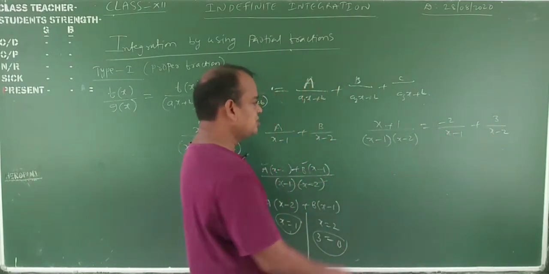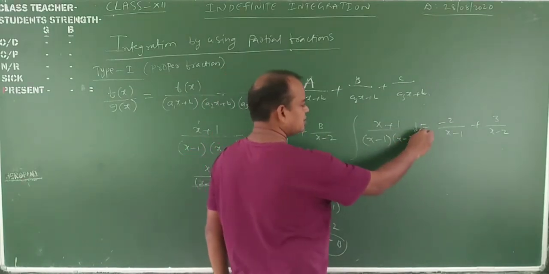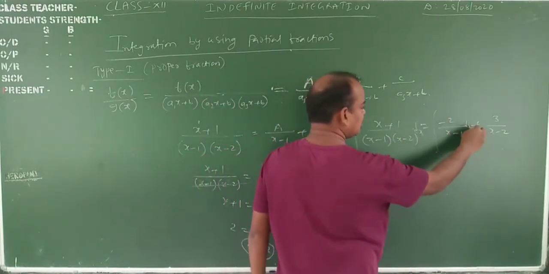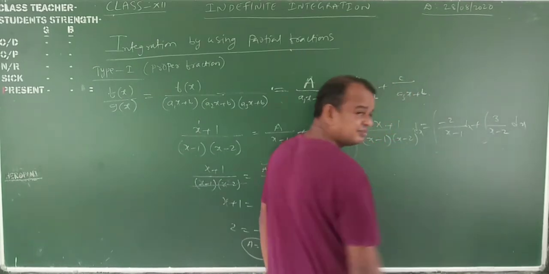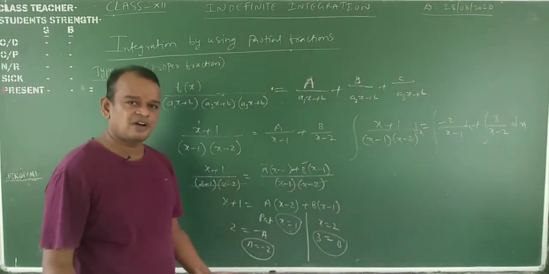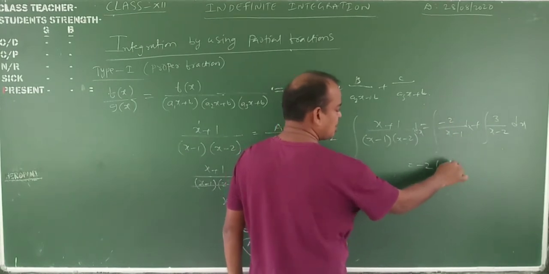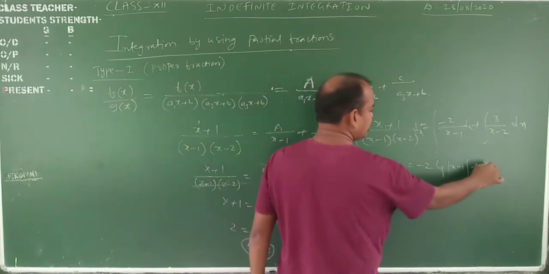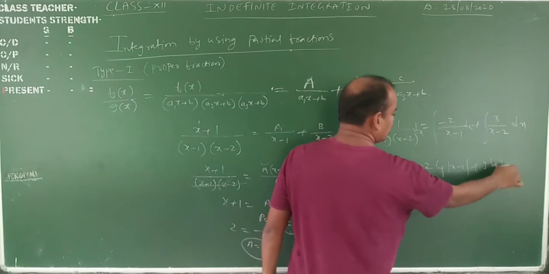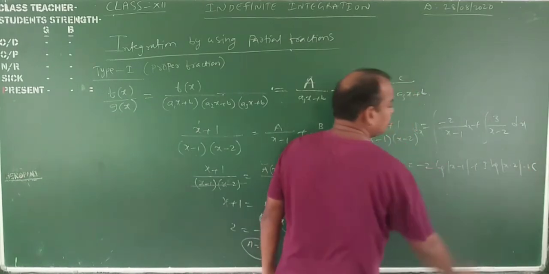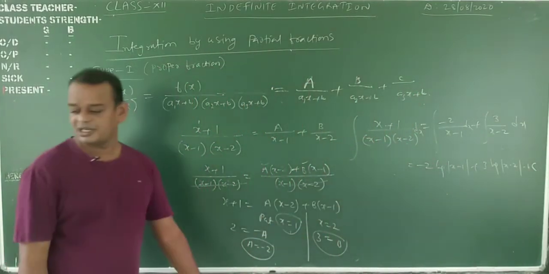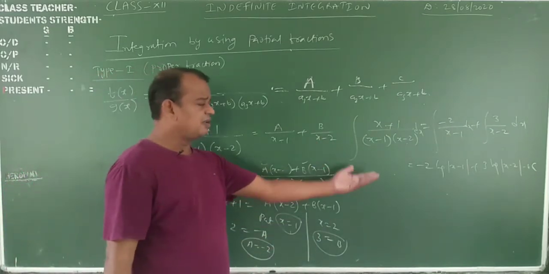First of all, integration means how to do the integral of dx. Integration means this one's integration plus this one's integration. Partial fraction is the important part, after that it is enough. This minus 2 is the constant. The integral of 1 by x is log mod x minus 1, plus 3 into the integral of 1 by x, log mod x minus 2, plus c. Okay, my dear students, in this way we will do the problems.